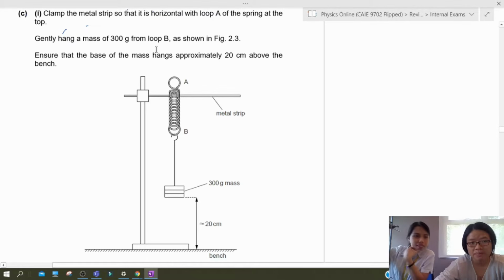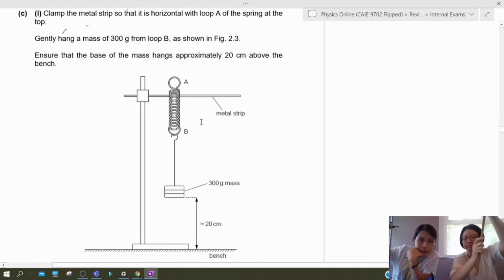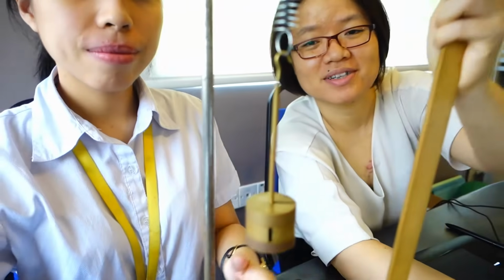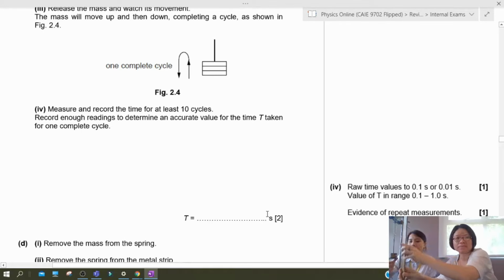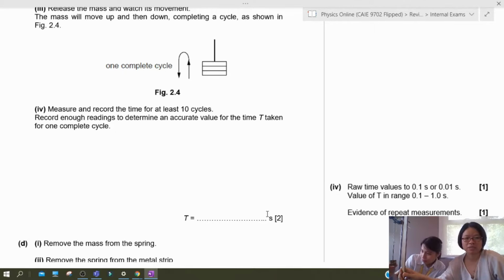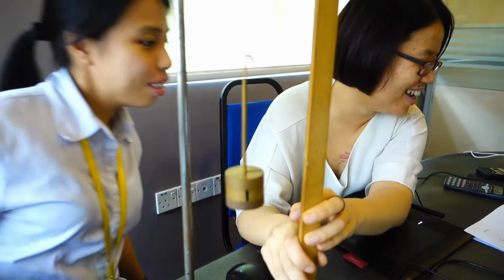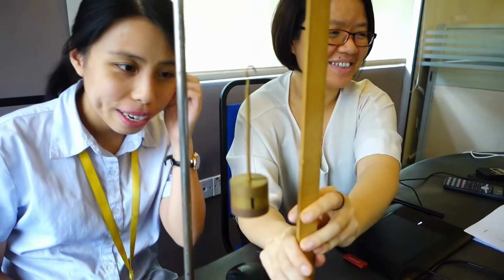Gently hang 300 gram. Make sure that the base is around 20 cm from above the bench. So we're going to measure this and pull down by 1 cm. 10 cycles. Record enough readings to determine an accurate value for time t taken for one complete cycle. Pro tip, you see the 2 marks there? Confirm there will be repeat readings. So I have to do it a few times. I have to do 10t. Ms Ellie does 20t. They say do at least 10 cycles, so I'm scared I move very fast later and cannot count.